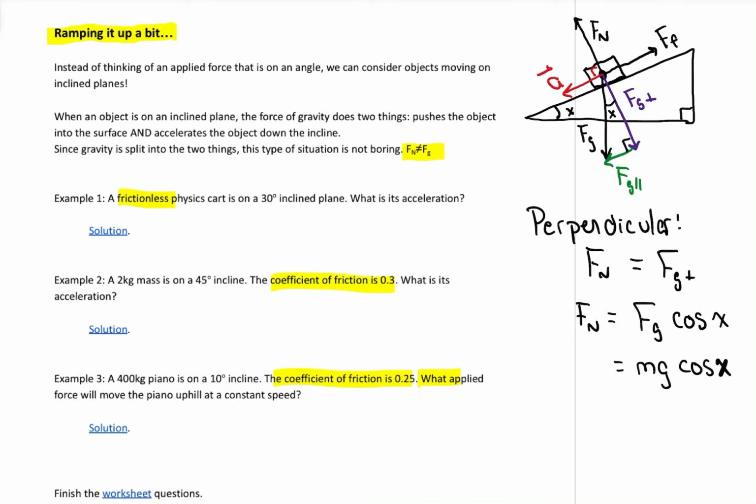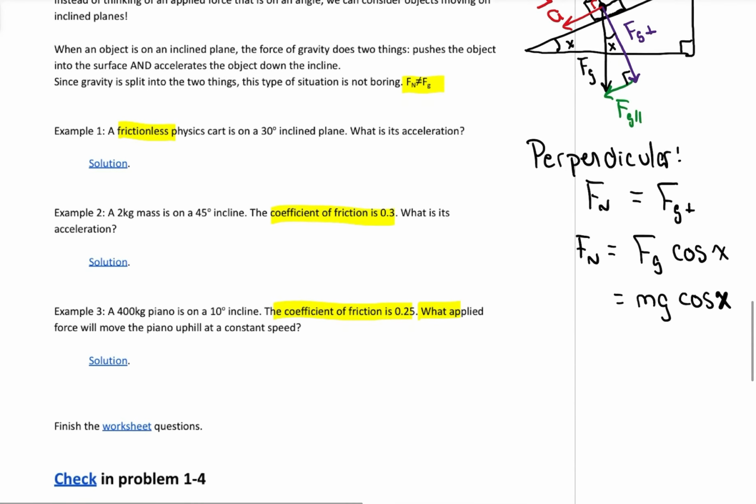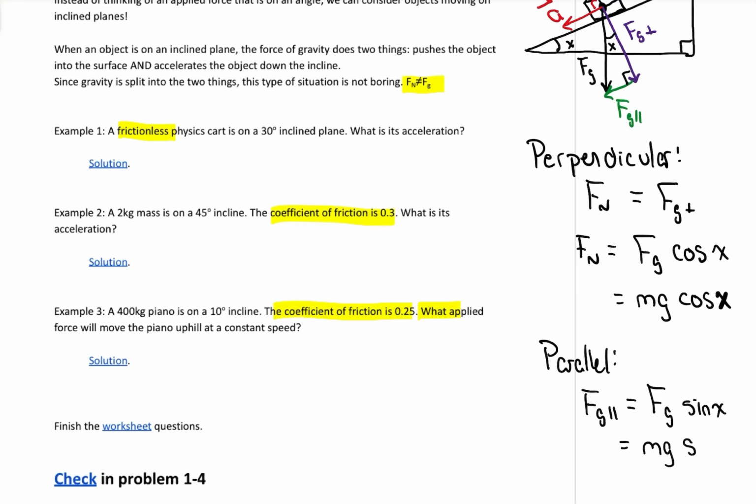If we cared about the parallel, well, we will eventually care about the parallel. You'd set up F net equals ma. The Fg parallel is opposite that angle. That's a sine relationship, so Fg parallel is going to be Fg sine of x. Fg is just gravity, so that's mg sine of x.